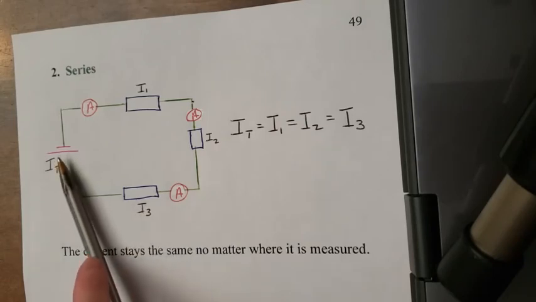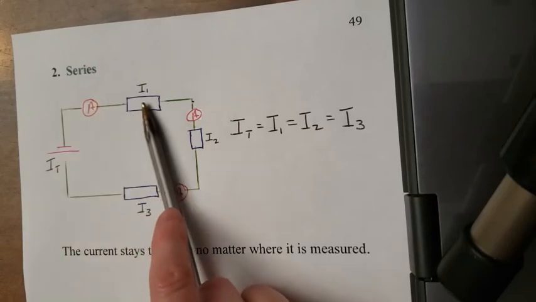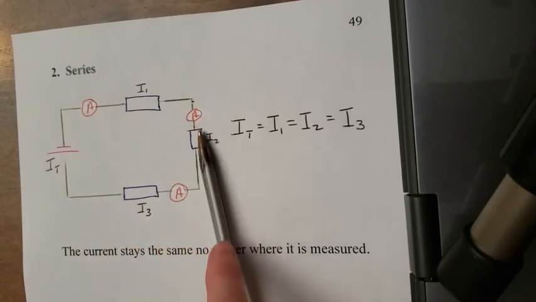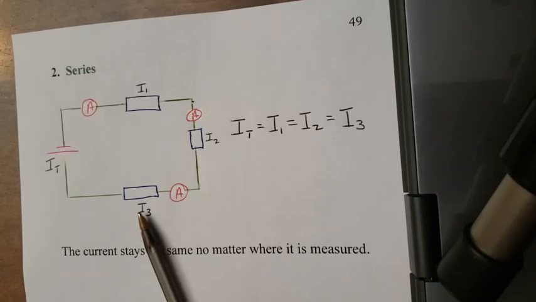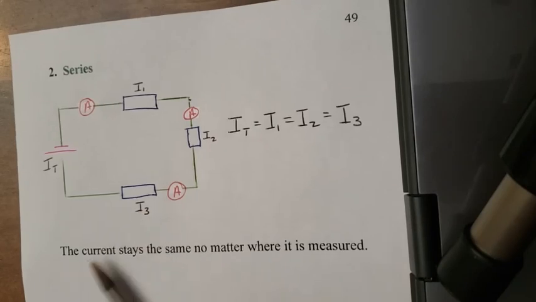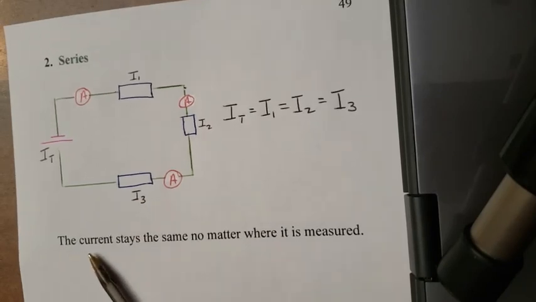So let's say in this example I had 20 amps coming out of the battery. 20 packages of electrons have to go through the first resistor. 20 packages of electrons, or 20 amps, has to go through the second resistor. And 20 will have to go through the third resistor. So in a series circuit, the current stays the same no matter where it's measured.